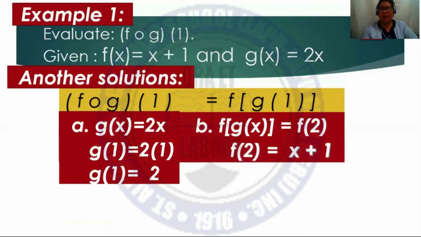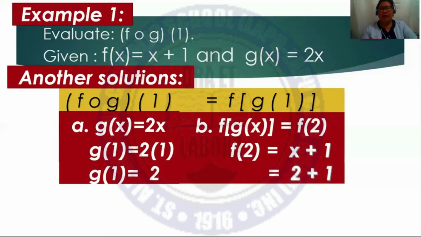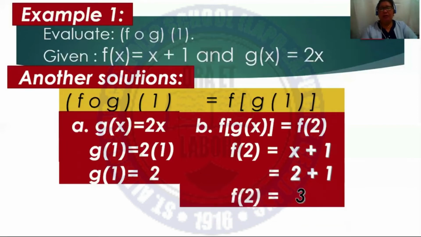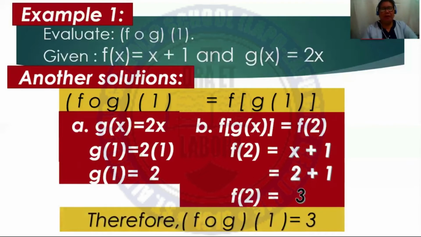So f of 2 is equal to x plus 1. And x will be changed to 2 plus 1. Therefore, f of 2 is equal to 3. So, g circle f of 1 is equal to 3, which is the same as the answer in the first solution.